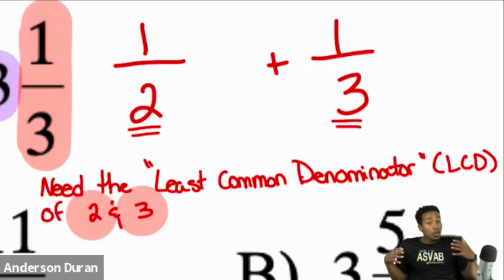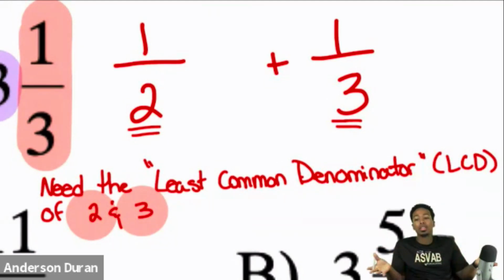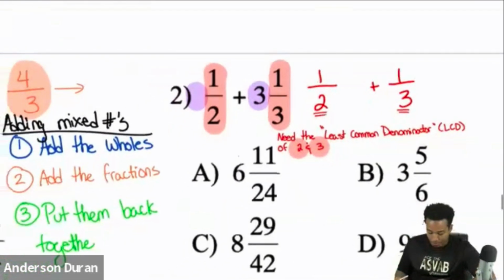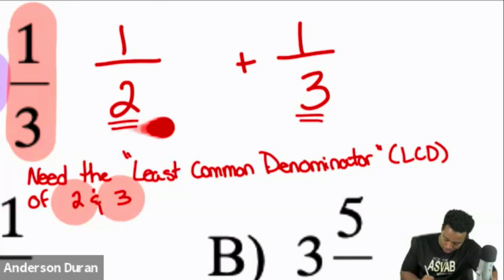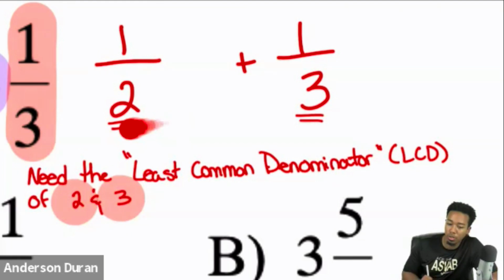And literally all that means is, what can they both multiply into? What's the smallest number, the least number that they can both multiply into? 2 and 3 can both go into 6, okay? And so how are we going to play this? Everybody, what do I have to do to 2 to get 6?